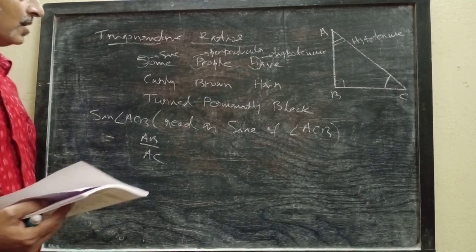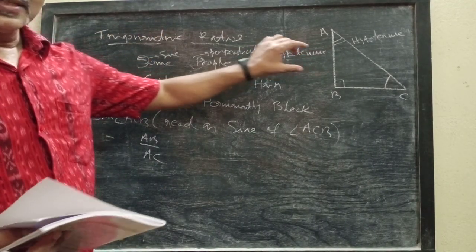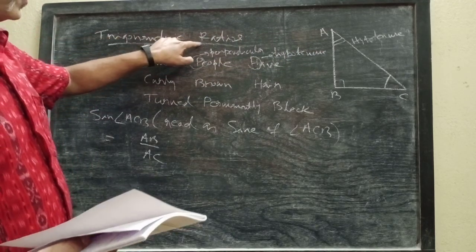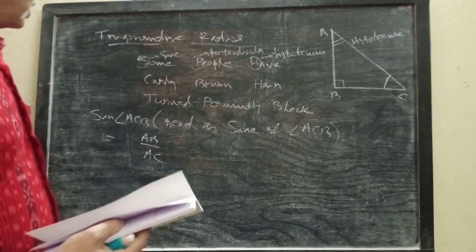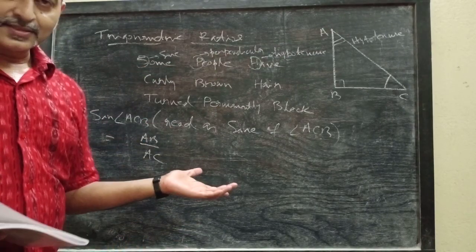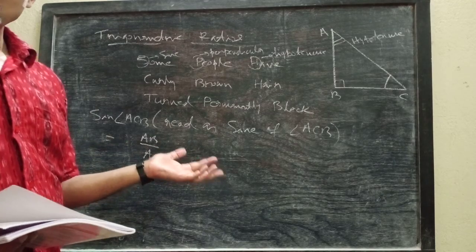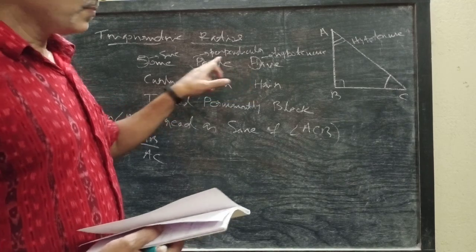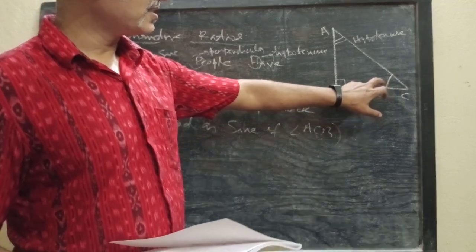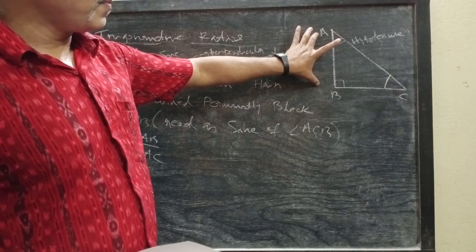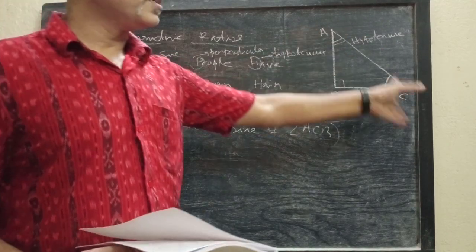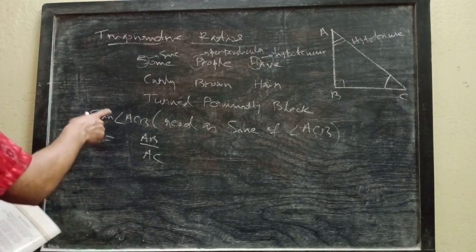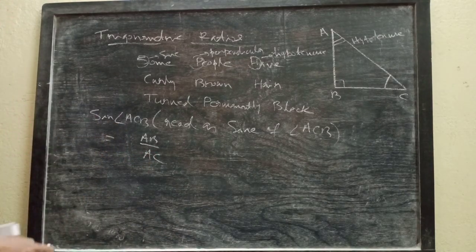Again, recalling the first line, Some people have: S stands for sine, P stands for perpendicular, H stands for hypotenuse. Sine of the angle ACB will be P by H. The side opposite to the angle ACB, that is AB, is our perpendicular here, and AC is always hypotenuse. So P by H will be AB by AC. That is, sine of ACB is AB by AC.